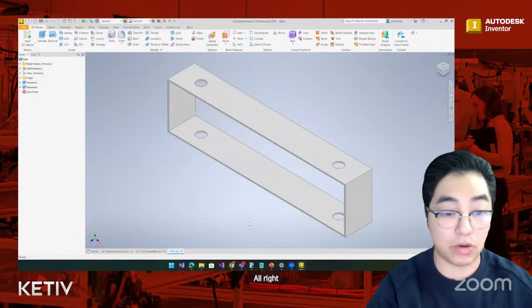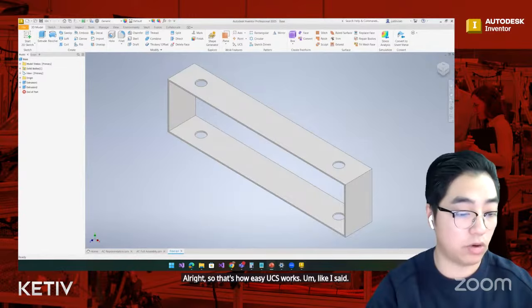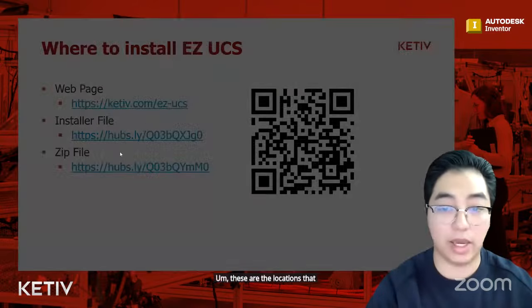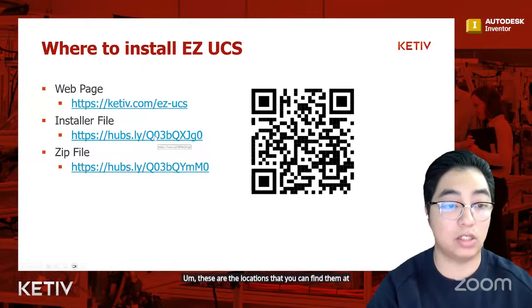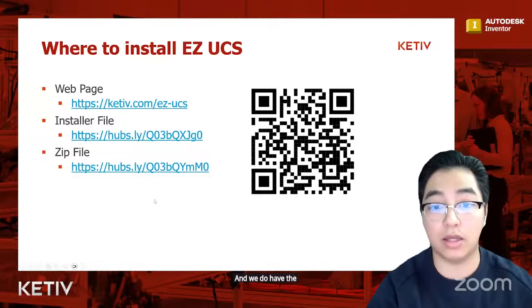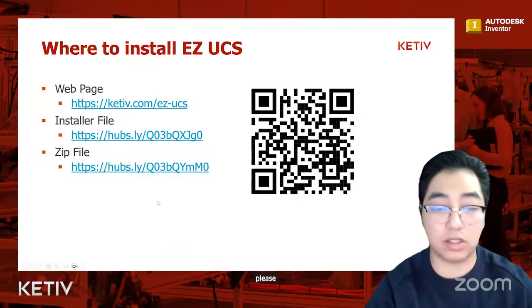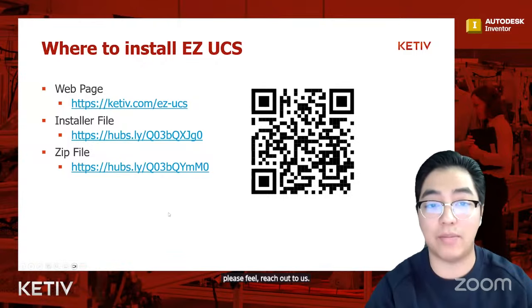All right, so that's how EZ-UCS works. Like I said, these are the locations that you can find them at. You can find them on the web page, the installer file, or the zip file. And we do have the option to give you guys the source code. If that's something that you guys really want, please reach out to us. We'll be more than happy to help you guys get the source code.